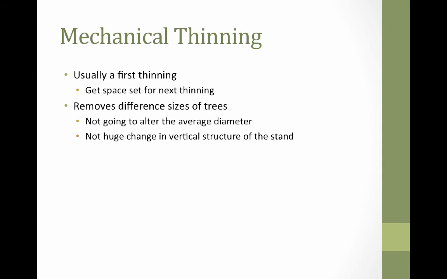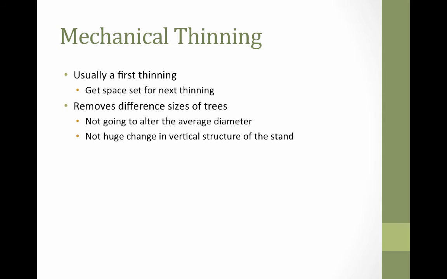So, mechanical thinning is usually a first thinning, and this gets the space set for the next thinning. You're removing different size classes. So you're basically just saying every third row, or I want a spacing of 4 by 4. So in general, it's not going to alter the average diameter. You're taking out trees, whether they're dominant, suppressed, or whatever. If they're in that row or in that spacing, you're taking them out.